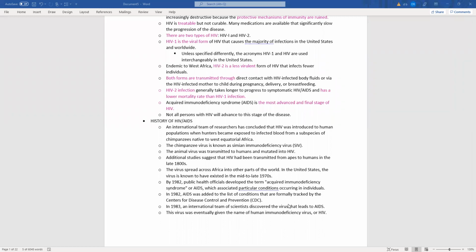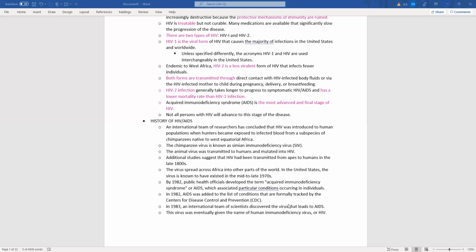until the mid to late 1970s. Now the virus has been out since the 1800s, but in the United States, it is known to have existed in the mid to late 1970s. That had a lot to do with gay men. Not saying that only gay men get it, but a large number of gay males were getting HIV.